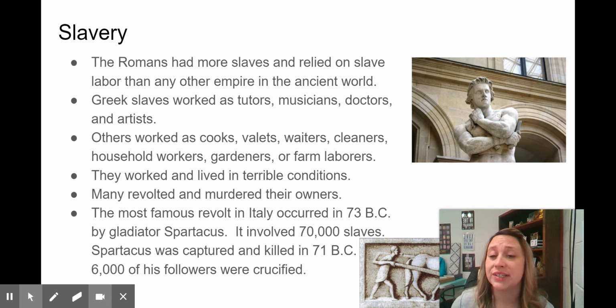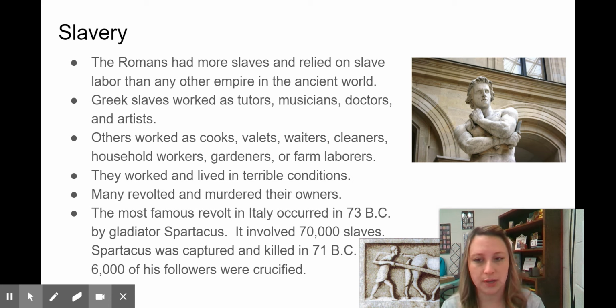The Romans had more slaves and relied on slave labor more than any other empire in the ancient world. Greek slaves worked as tutors, musicians, doctors, and artists. Others worked as cooks, valets, waiters, cleaners, household workers, gardeners, or farm laborers. And they all lived and worked in terrible conditions. A lot of them would revolt and murder their masters. The most famous revolt occurred in 73 BC by a gladiator named Spartacus.